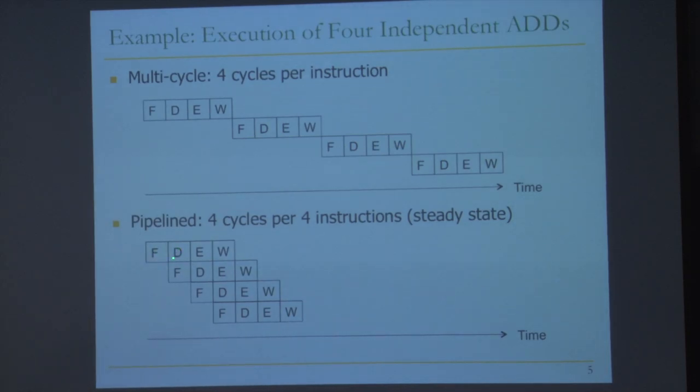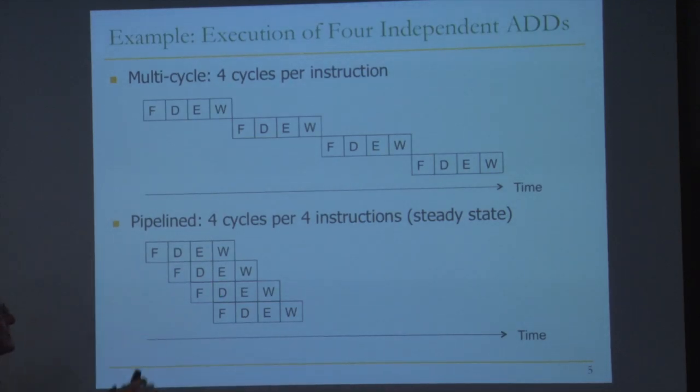If you look at the pipeline machine, this is what you would get, right? This is the first add. When you're writing its result, you're actually decoding the second add, right? Where you fetch the first instruction, and while you're decoding it, you're fetching the next instruction, right? While you're executing the first instruction, you're decoding the second instruction, fetching the next instruction. While you're writing back the results of the first instruction, you're executing the second instruction, you're decoding the third instruction, you're fetching the fourth instruction.